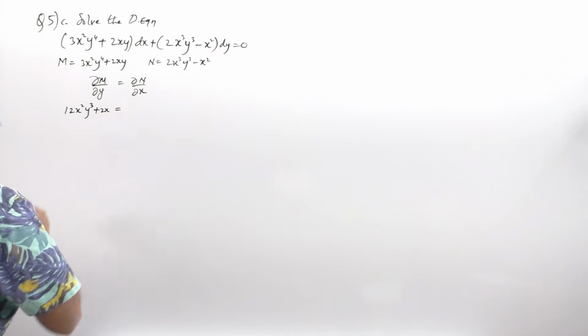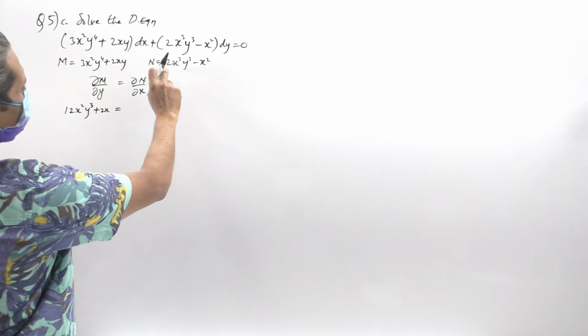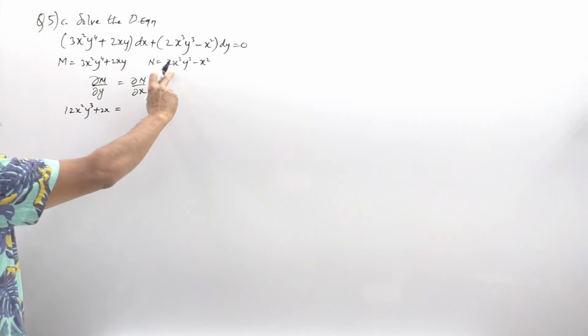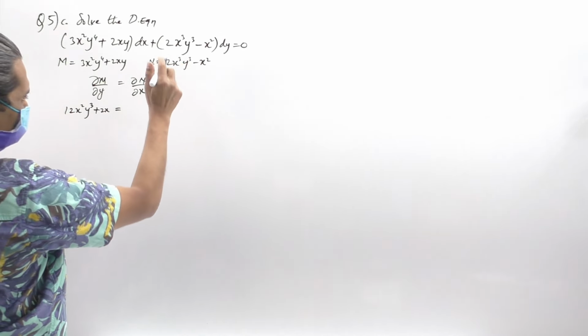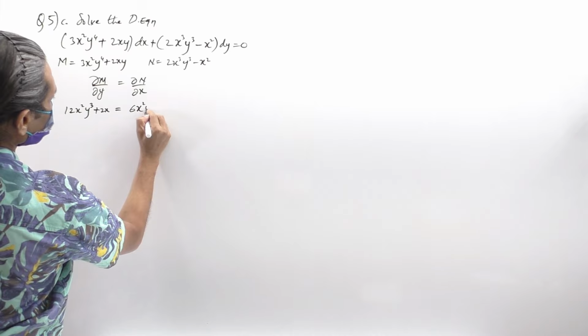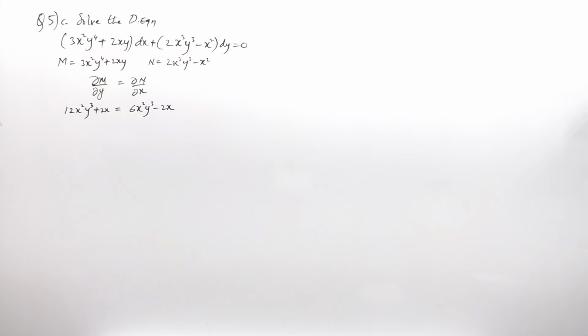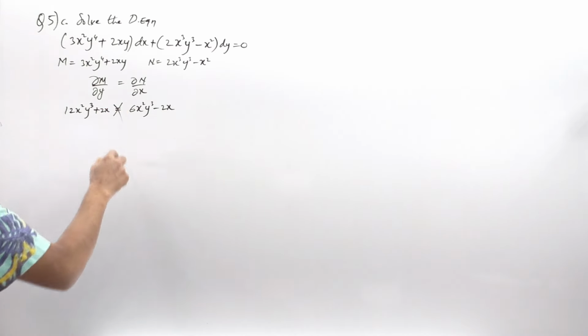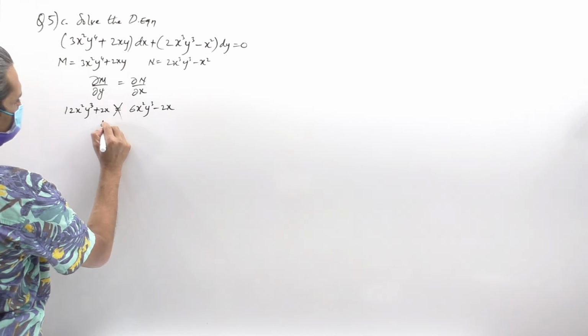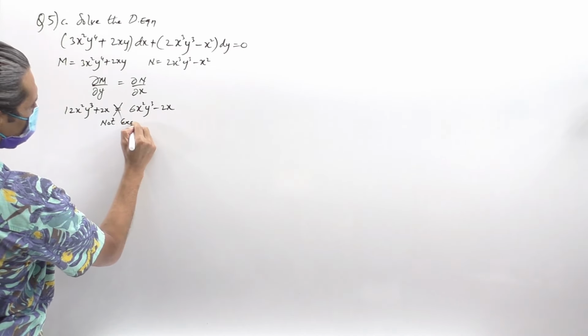Differentiating with respect to y gives 1, and ∂N/∂x: we partially differentiate N only with respect to x. Differentiating x cubed gives 3x squared, so it is 6x squared y cubed minus 2x. Fine. Done. See, they are not equal. Both are not equal, so not exact. So it can be reducible to exact.